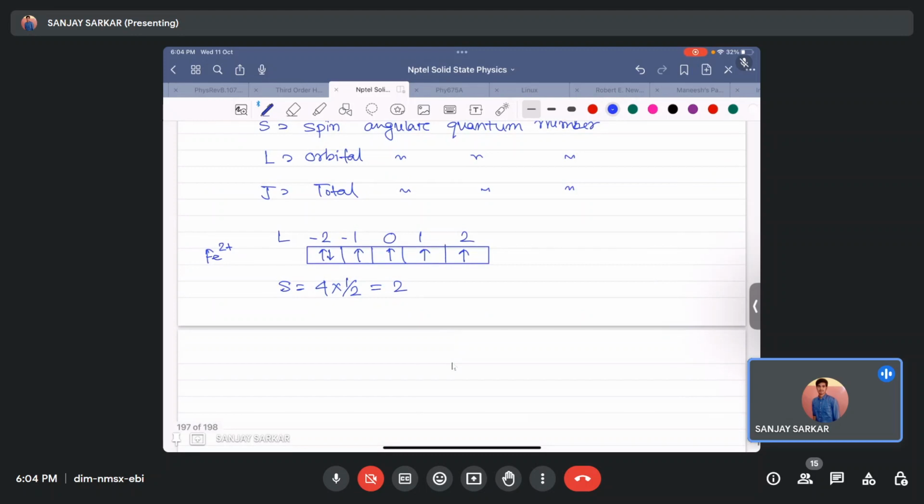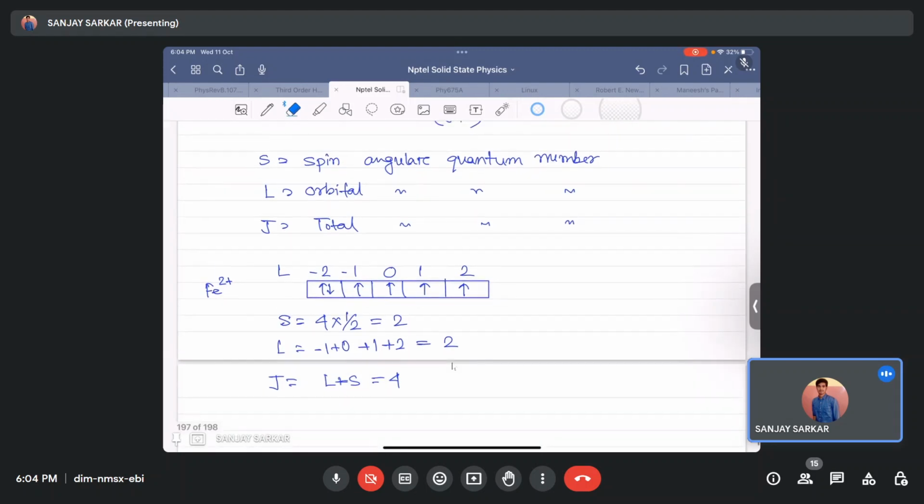Similarly, what is L? The unpaired electrons are these 4, so -1 plus 0 plus 1 plus 2. That means L is 2. So you can calculate J also. Since it is more than half filled, J is L plus S, which is 4. For less than half filled, it is mod of L minus S. Less than half filled is not the case, so we will not do L minus S. It is L plus S for more than half filled. So we know S, L and J, all of them.